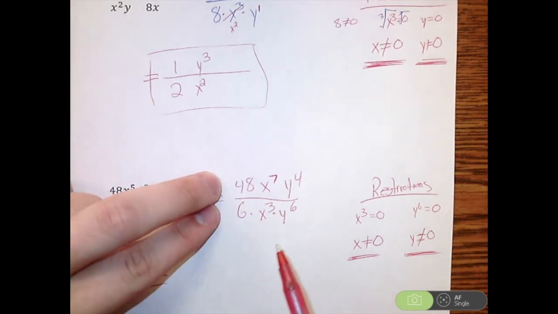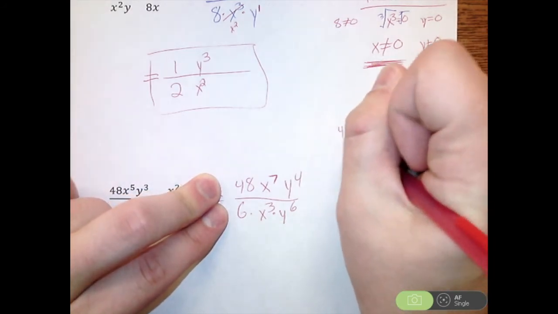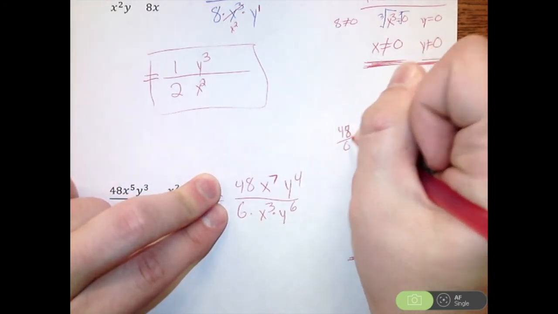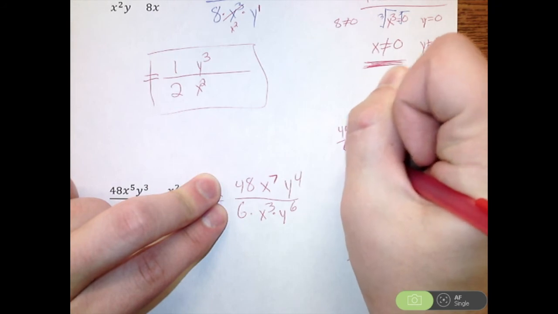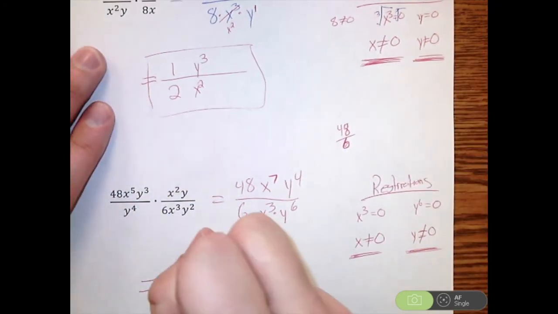So I'm going to start with 48 divided by 6. So that's like the fraction 48 over 6. If I took 48 divided by 6, what I'm going to get is 9. So I'm going to put that on top.